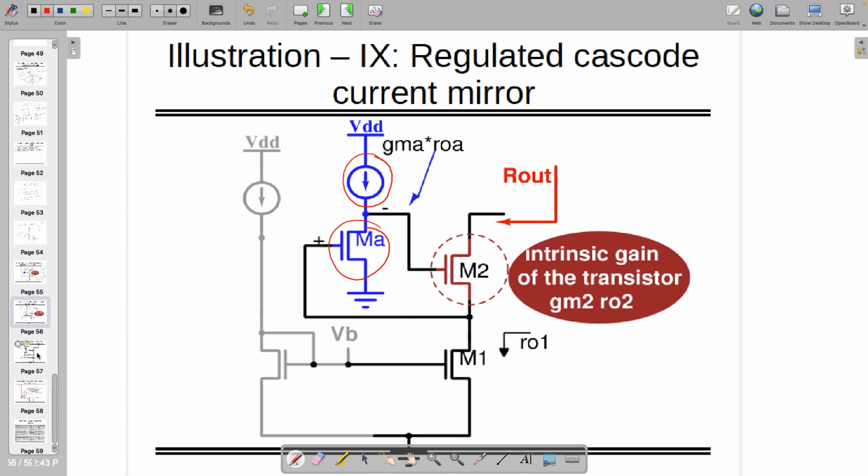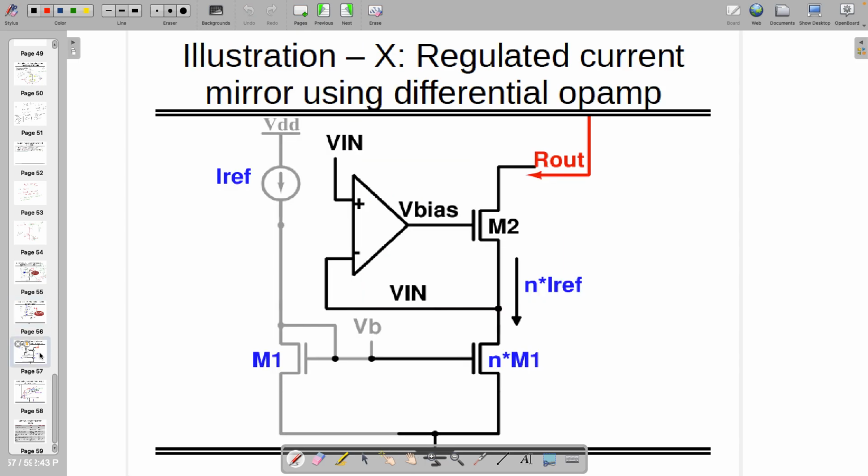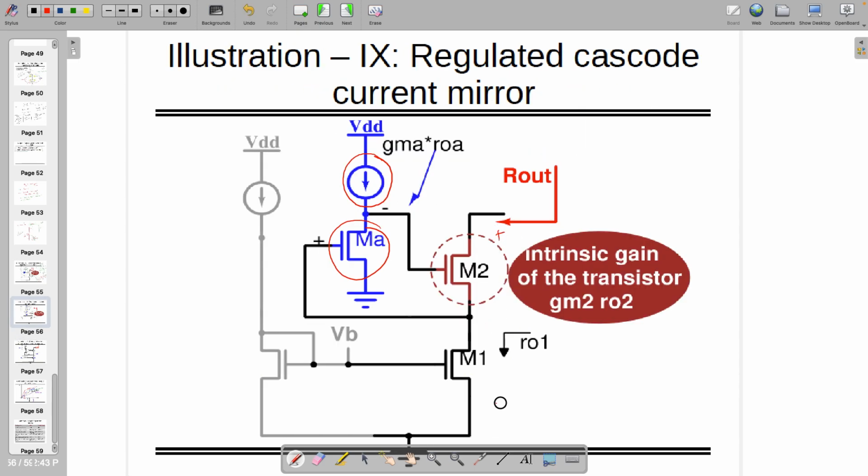So now, can you find out the required voltage also? You can find out the voltage because R out we found out. By the way, there is another name for this circuit. It's known as regulated cascode current mirror. Through the gain boosting technique, you have made another current mirror whose name is regulated cascode current mirror.